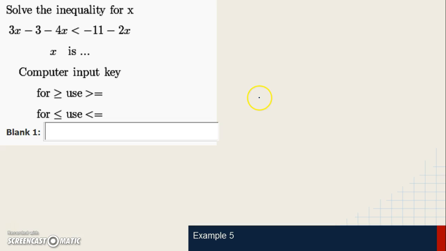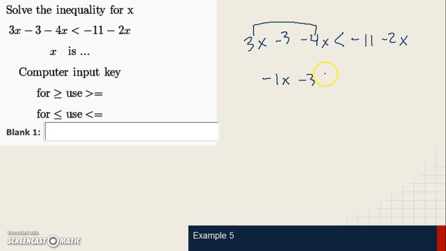Example number 5. 3x minus 3 minus 4x is less than negative 11 minus 2x. Before I do anything, if I can simplify, I'm going to. I've got like terms here. 3x minus 4x is the same thing as a negative 1x minus 3 is less than. I'm going to put this in standard form, so I'm going to move my variable to the front, negative 2x minus 11. Now I'm going to choose the side that has the larger number in front of my variable. Since negative 1 is bigger than negative 2, this is my variable side, my number side.